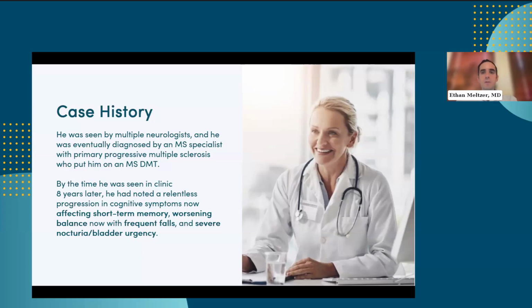So again, a little bit of hindsight here, but over essentially the 8 years, he's just had this relentless progression of his symptoms: cognitive, balance. He's falling now, and he's developed some bladder dysfunction as well that's fairly limiting of what he can do in his activities. Just a brief note on other history we had picked up: he had 2 sons that were healthy. There wasn't really any strong family history of neurologic disease. He did have a sister with lupus, so there were some autoimmune conditions in the family.